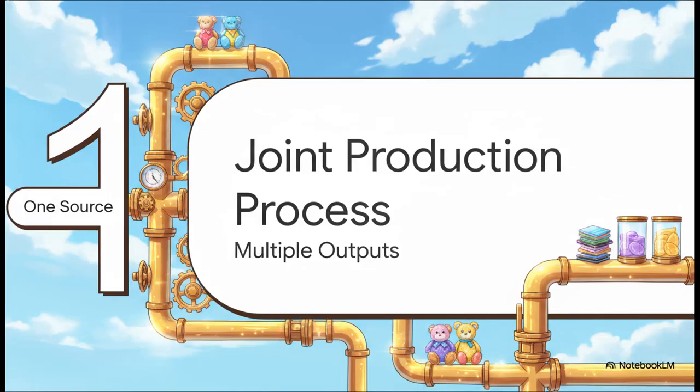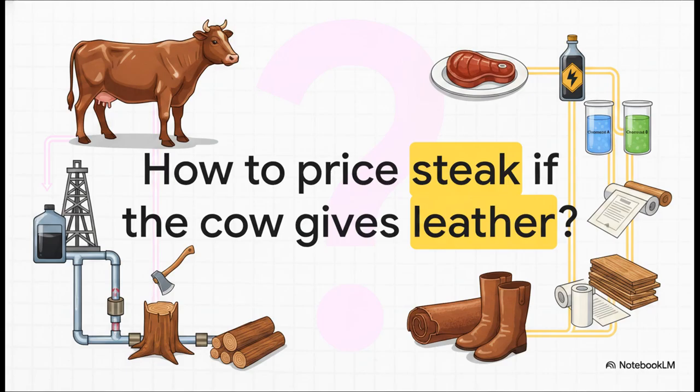Starting off with Section 1, the joint production process. Multiple outputs from one source. To really get this, I want you to think about heavy, real-world industries. We're talking meat processing, oil refining, timber manufacturing, mining, or chemical production. What do they all have in common? Well, you put in one raw material, like a barrel of crude oil or a single massive tree, but you get several very different products out.